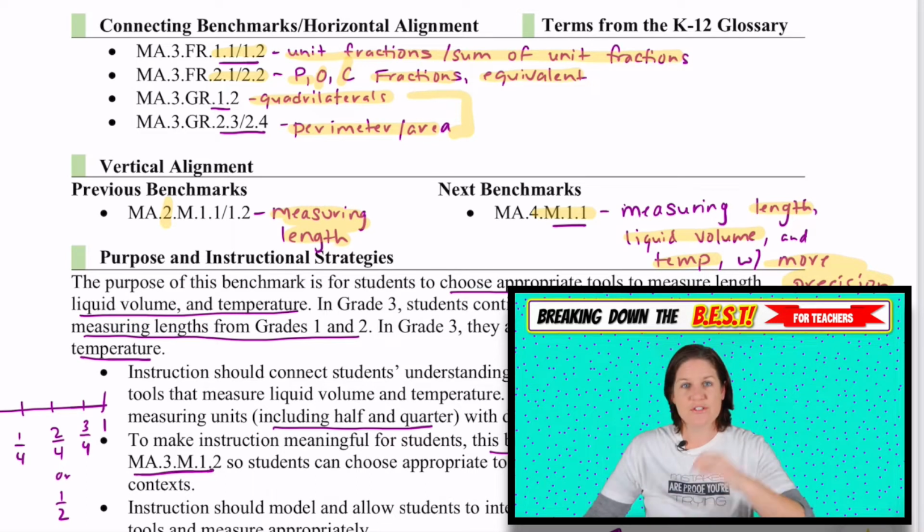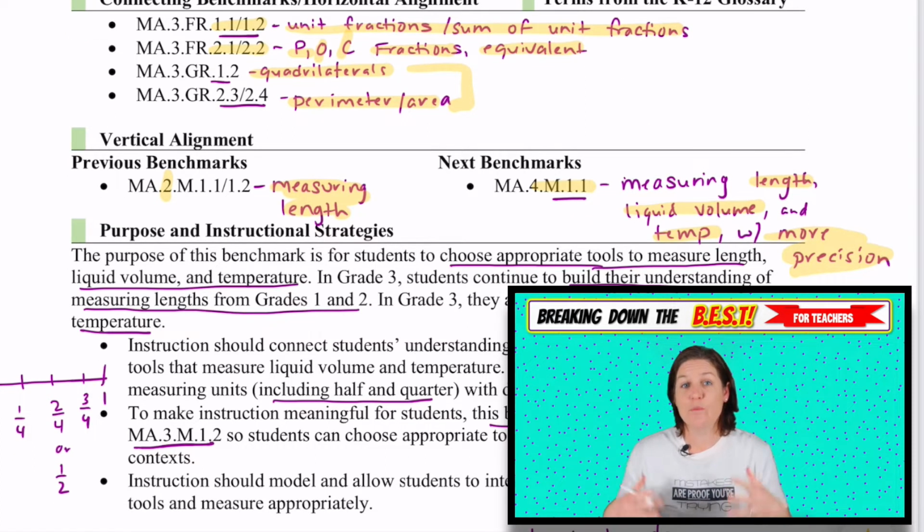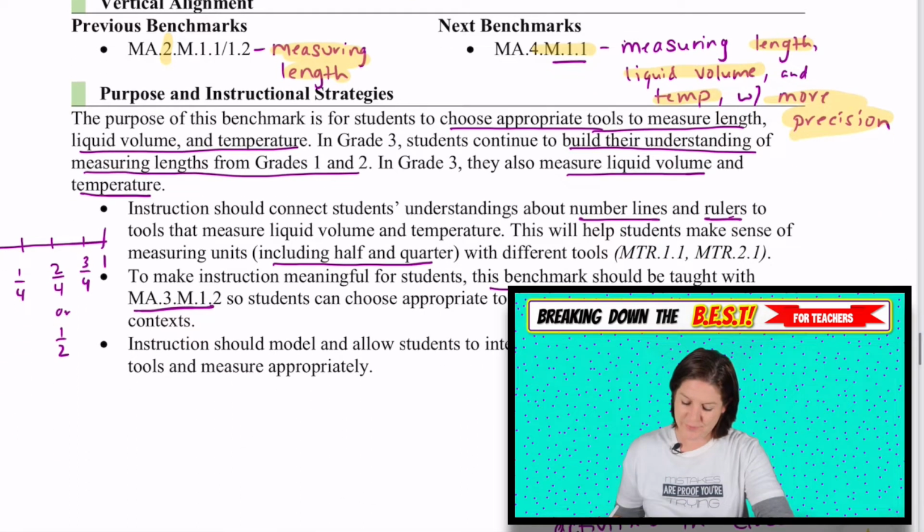So measuring to the nearest quarter of an inch or the nearest half of an inch, it's really important that we're breaking down those benchmarks on the rulers or on your measuring cups now, because they'll be doing the same thing with more precision in 4th grade, such as measuring to the nearest 1/8 of an inch or 1/16 of an inch. So let's make sure that they've got it to the nearest quarter of an inch with this year.